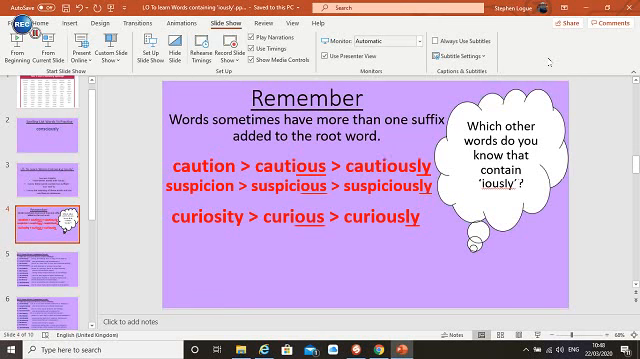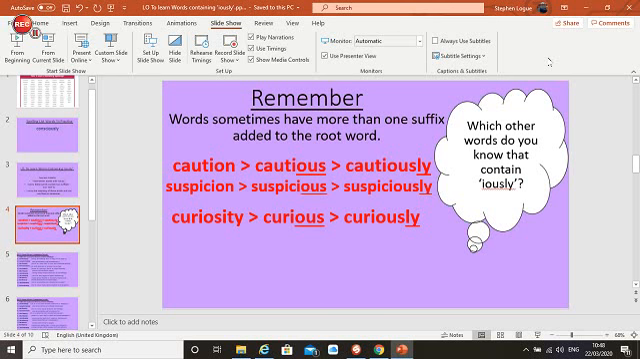So, as we just talked about, the words this week are made up of two suffixes. If we take a root word, for example, caution, we can add OUS to turn that into cautious, and then finally add on the LY suffix to make that cautiously. The root word suspicion follows a similar pattern. Add OUS to make it suspicious, and then the LY to make it suspiciously. Curiosity can also have the OUS added to make it curious, and the LY to make it curiously.